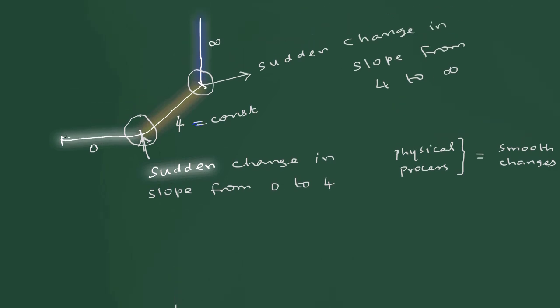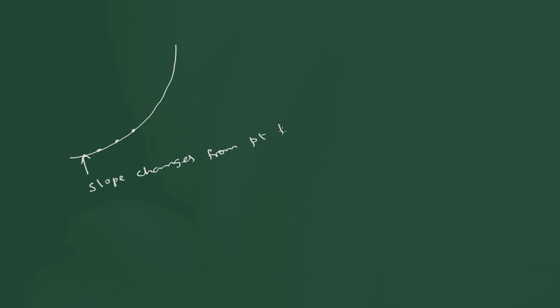Now we have to compare with the previous diagram. In the previous diagram, it starts from here, always a constant value, suddenly changes to 4, and then suddenly changes to infinity. Instead of this, now we have drawn another curve here. In this particular case, you have a slope here, you have a slope here. You can represent each point here. Now if you see, at each place the slope changes from point to point in a smooth manner.